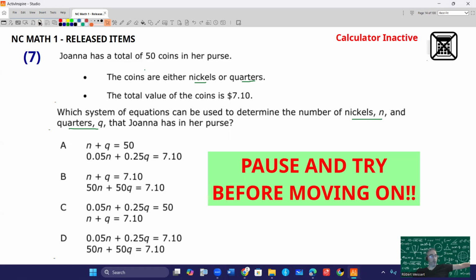And like a good math student, you're going to try this question on your own. So give that a pause, and you can come back to it.